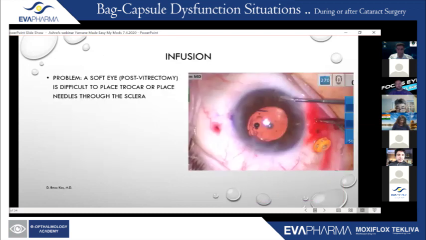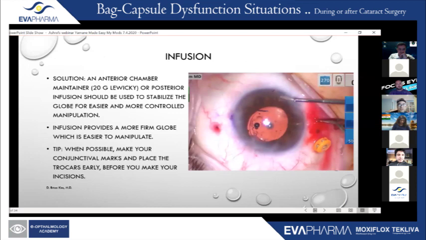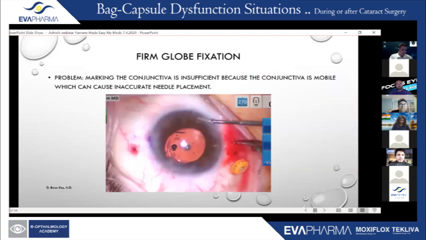And as has always been said already, infusion is so important because a soft eye is not good for manipulating the eye. And so you can do posterior infusion or an AC maintainer. A larger bore AC maintainer is better, so you'll have more stability. And I prefer to put the trocars in and make the incisions in early on. Otherwise, it's going to be a softer eye.